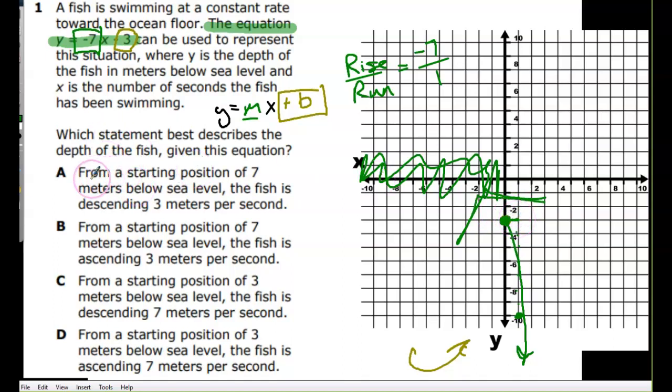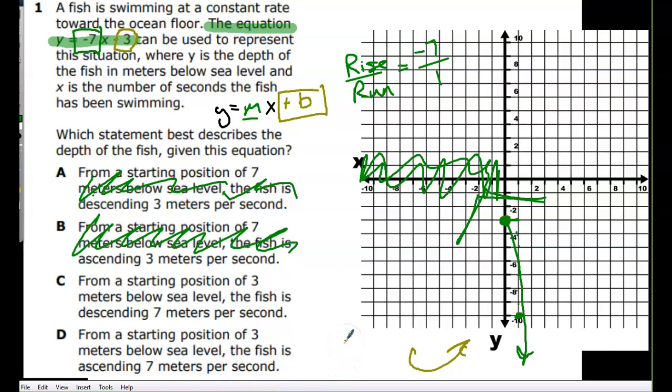Well, if I look at my answers, the first one, from a starting position of 7 meters. Nope, that's not right. The second one, from a starting position of 7 meters. Nope, that's not right. So I know those two are out. And that leaves me from a starting position of 3 meters below sea level, the fish is descending 7 meters per second. And from a starting position of 3 meters below sea level, the fish is ascending 7 meters per second.